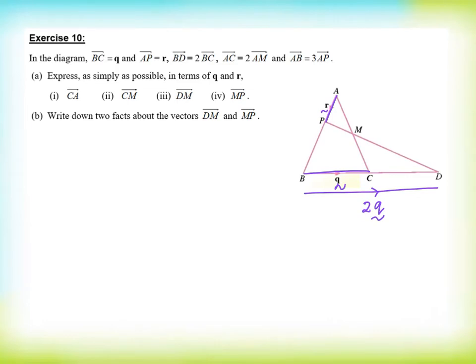And they tell me that AC is equals to 2 times of AM. So AM is 1 unit, AC will be 2 units. And now they tell me that AB is equals to 3 times of AP. So 3 units of A to P is the vector R. Express as simply as possible the vector for C to A.